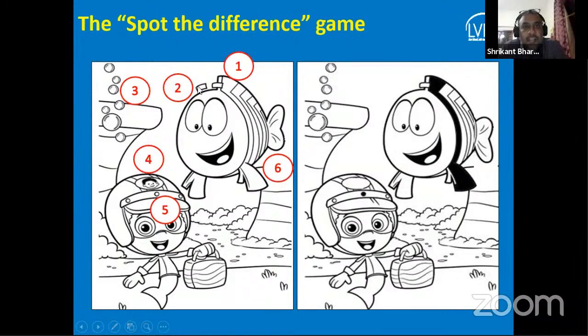The second is the eyebrows of the fish. There is an eyebrow that is present here and that is missing there. There are also the bubbles that are in a certain orientation here, but the orientation has become different there.